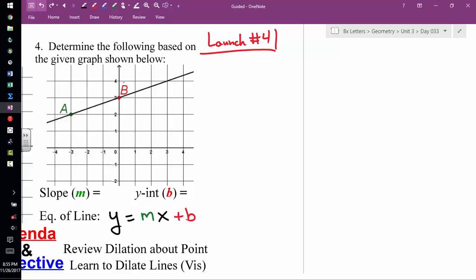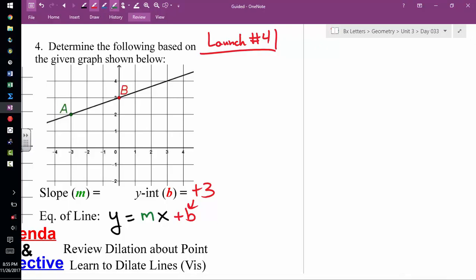The first thing I'm going to do is the y-intercept. That's just the easiest for me to see. The y-intercept is where my line crosses that y-axis. So that y-intercept is a plus 3. Always include the sign because that'll be helpful when you go to write it into your equation.